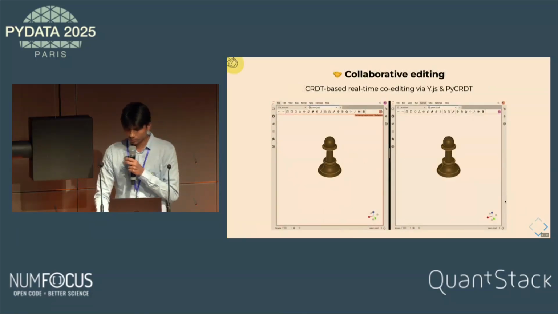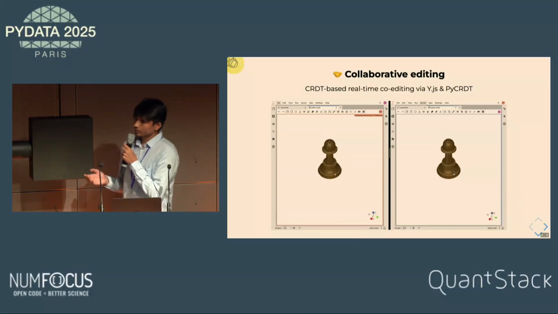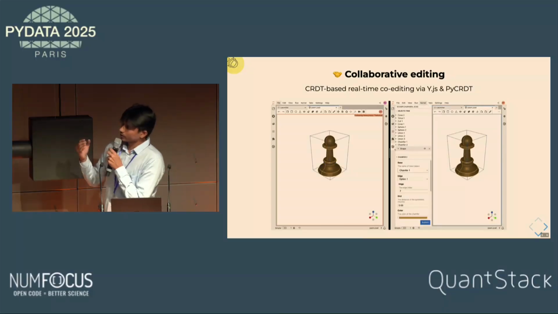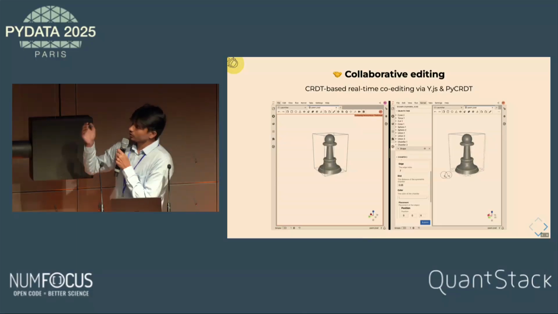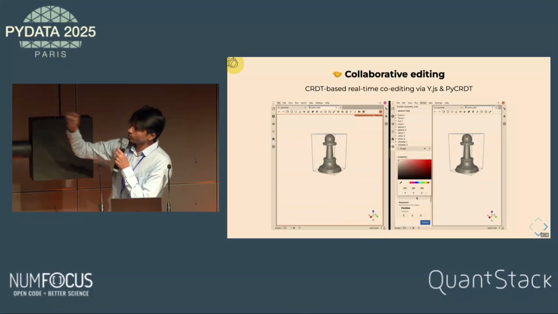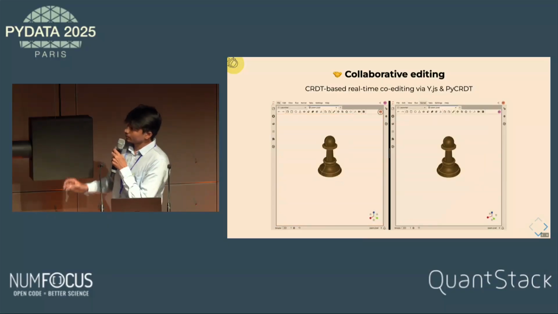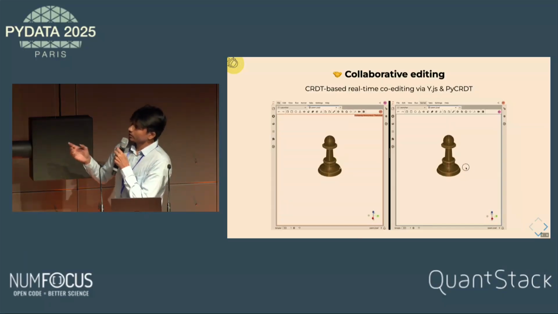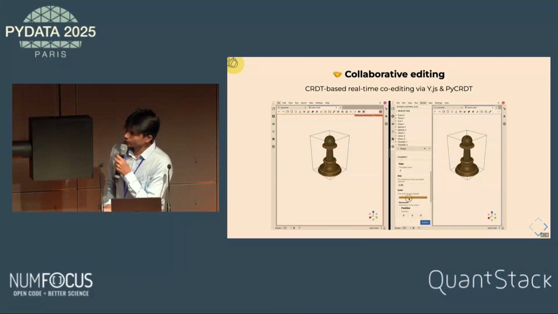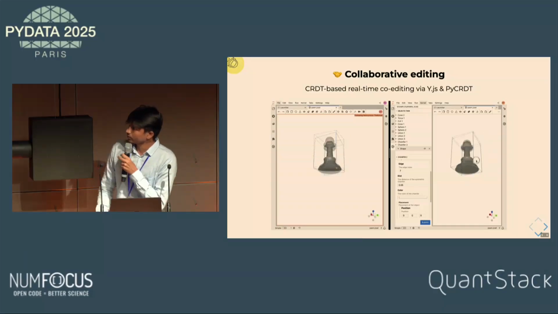JupyterCAD comes with collaborative editing. Similar to Google Docs, you can work with multiple people on the same thing, and you can see what the other user is doing. We have follow mode. It uses PyCRDT and YJS models to enable seamless collaboration between users. If I change any property of the object, it would reflect to the other user in real time, and you can do meaningful collaboration between multiple people.